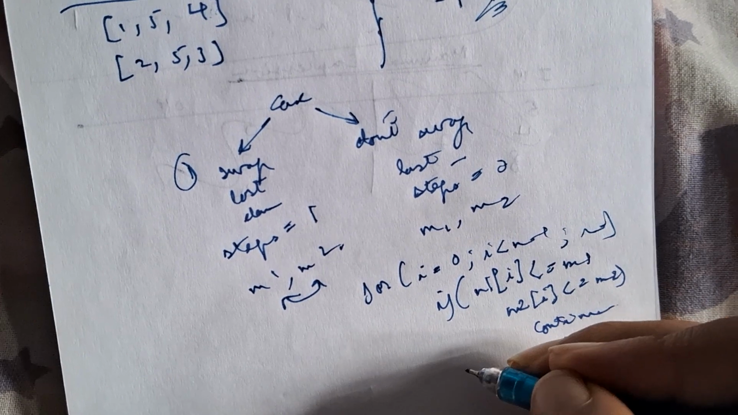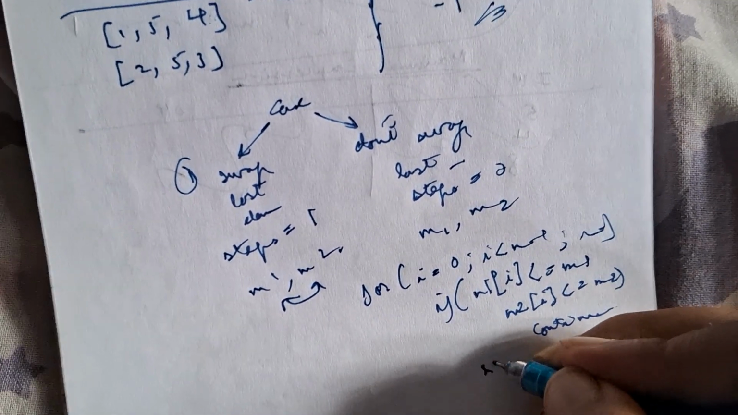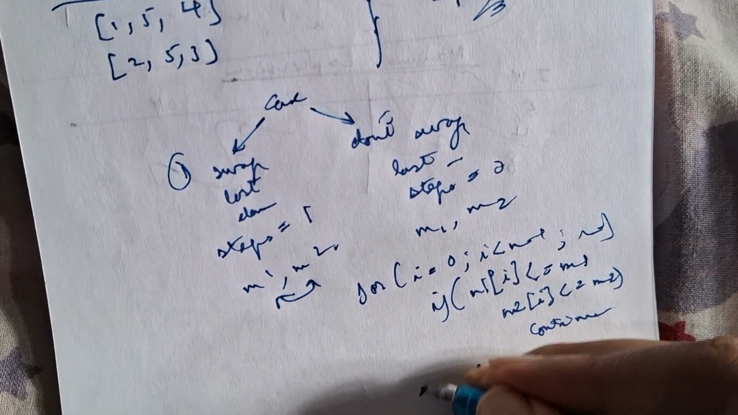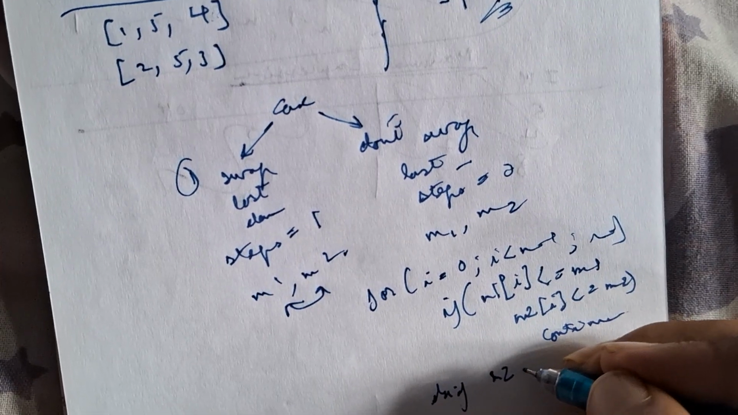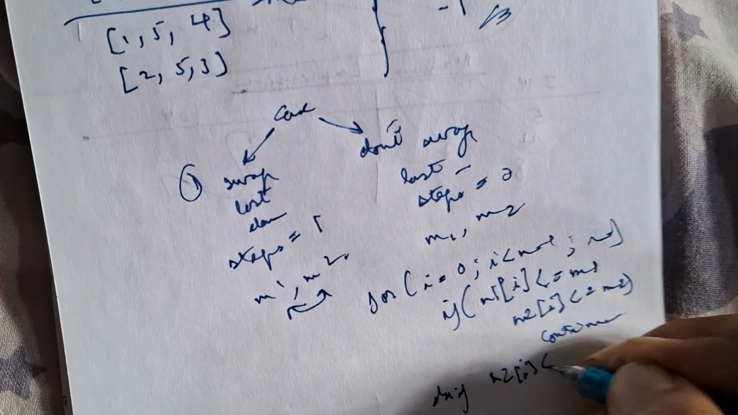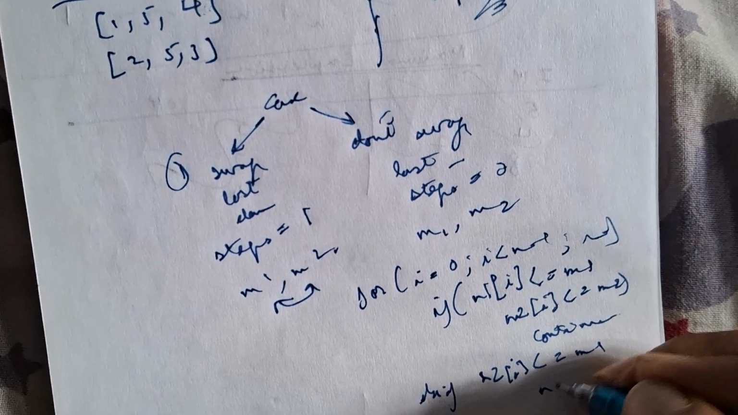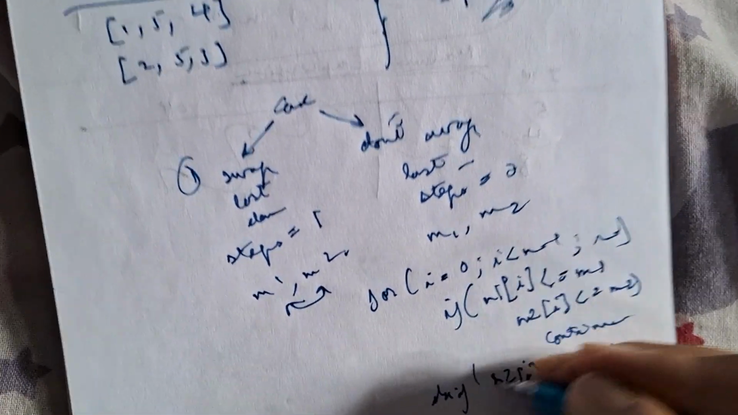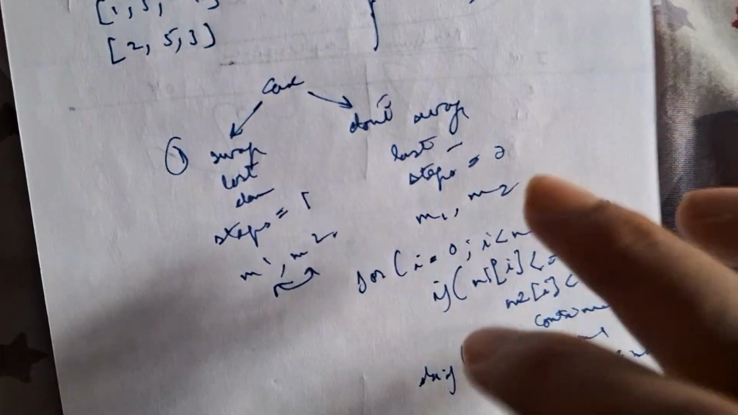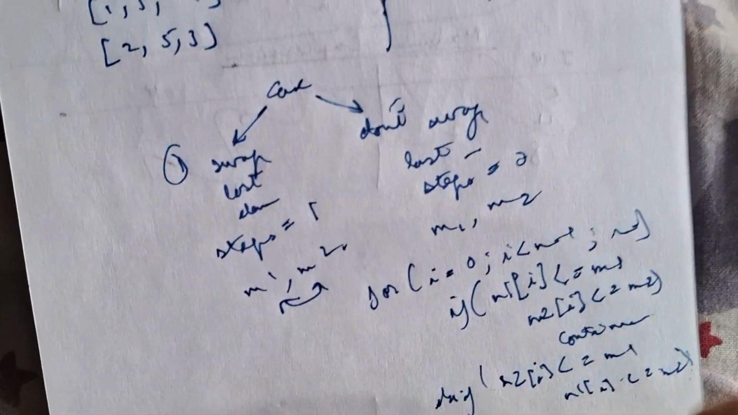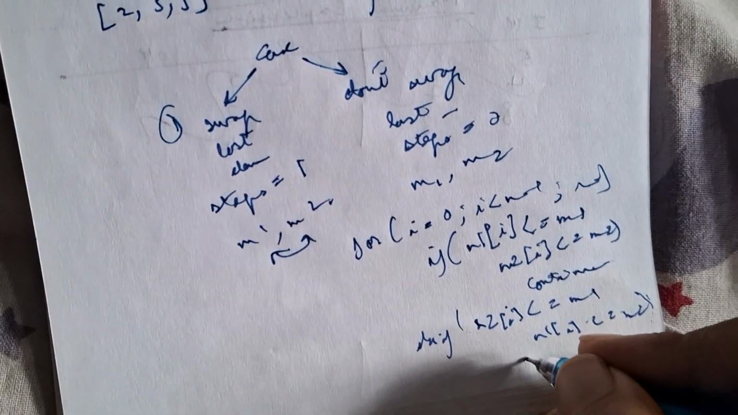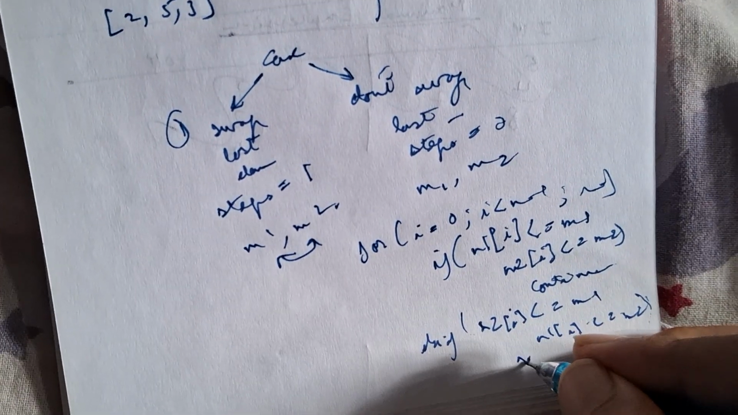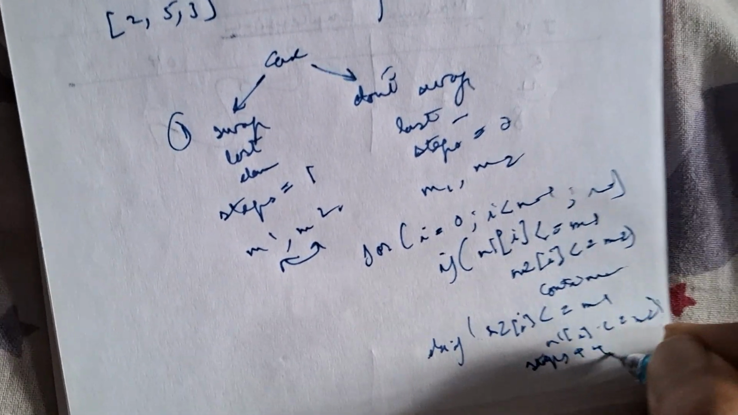But if the opposite happens, that is, else if nums2 of i is less than or equal to m1 and nums1 of i is less than or equal to m2. That is, initially these conditions are not satisfied, but if we swap, the conditions are satisfied. So we can do steps plus plus, right?